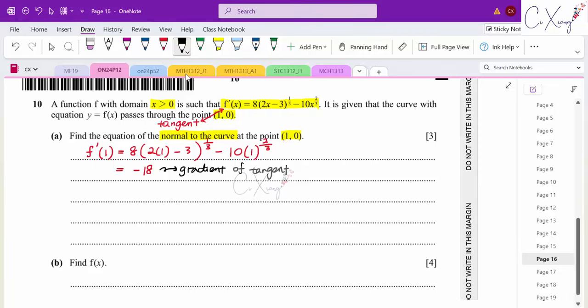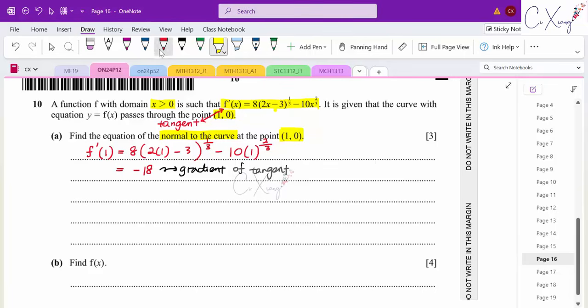Okay, then maybe some of you will ask, why I need to substitute x equals to 1. So the reason is because we know that they want us to find the normal equation at the point 1, 0. So at this point 1, 0, I want to get the normal equation. Therefore, I have to substitute x into the f prime x to get the gradient of tangent first. So this is the gradient of tangent we get.